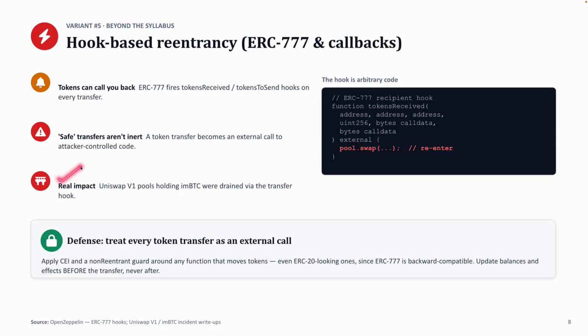What's the real impact of this? Uniswap V1 pools holding imBTC were drained via the transfer hook. What is the defense mechanism? You must treat every token transfer as an external call. Apply check effects interaction and a non-reentrant guard around any function that moves tokens, even ERC20-looking ones, since ERC777 is backward compatible. Update balances and effects before the transfer, never after.